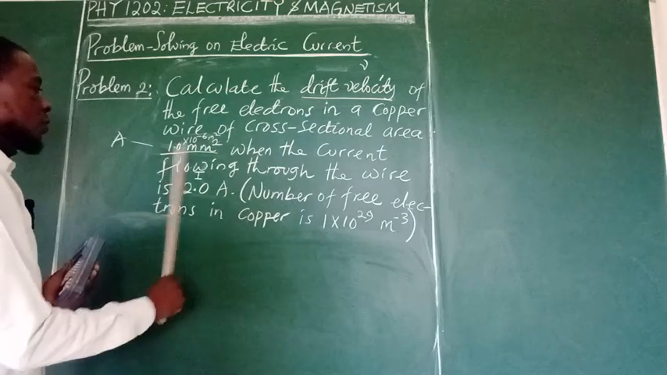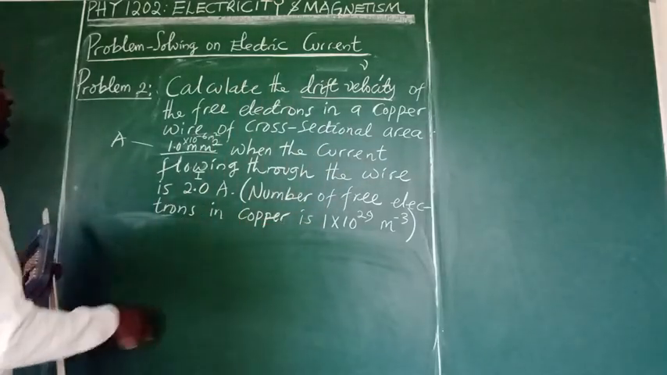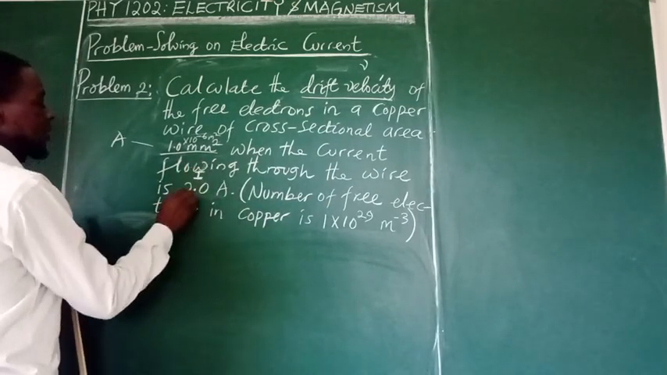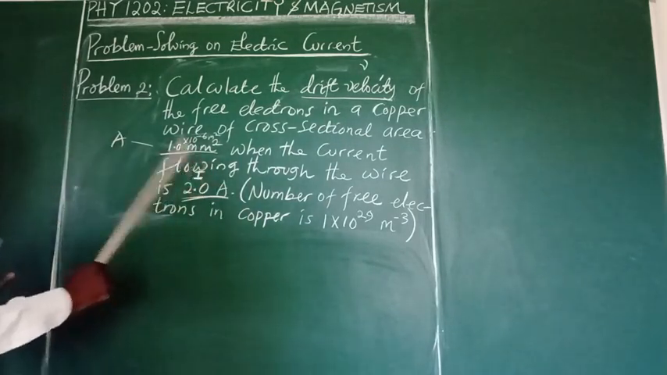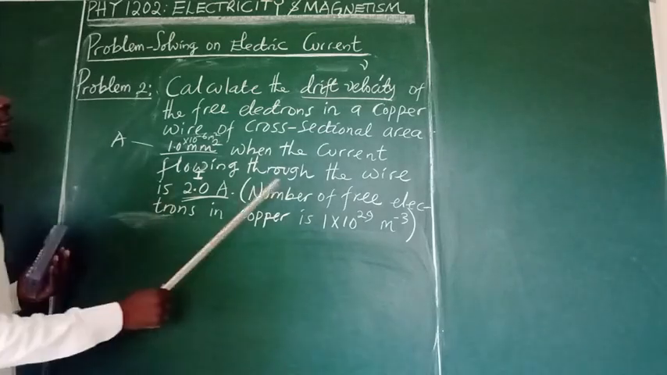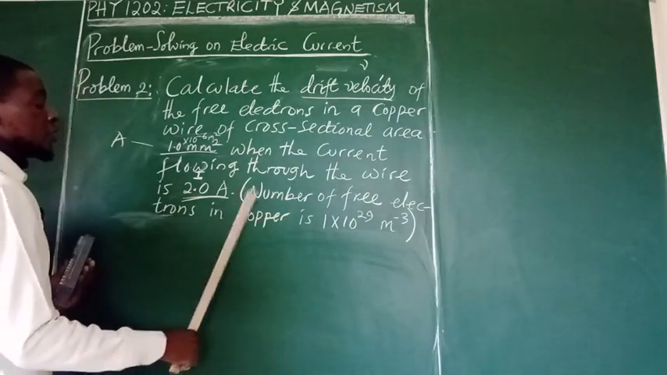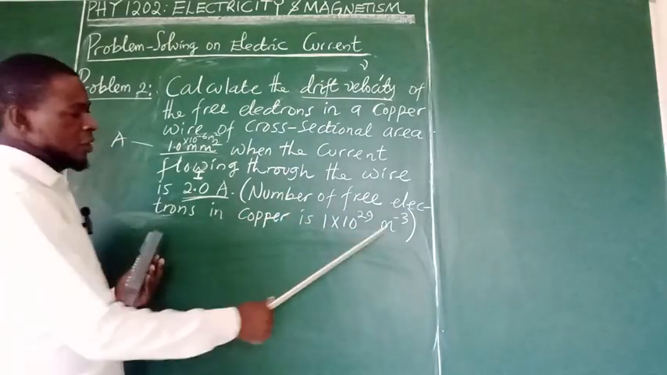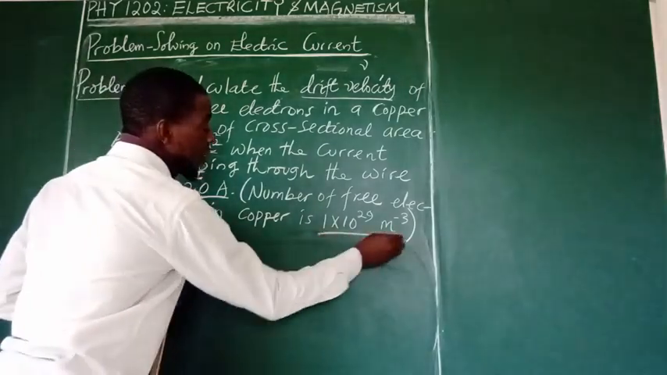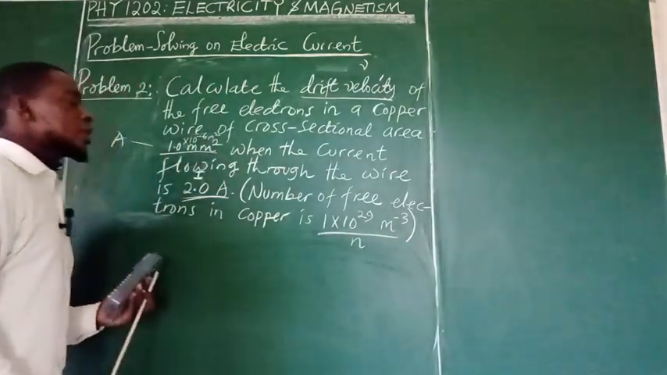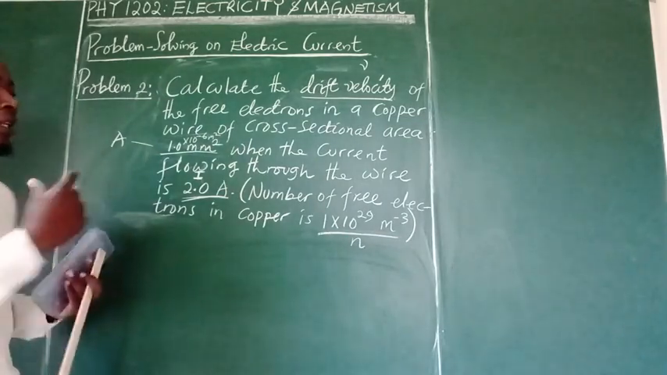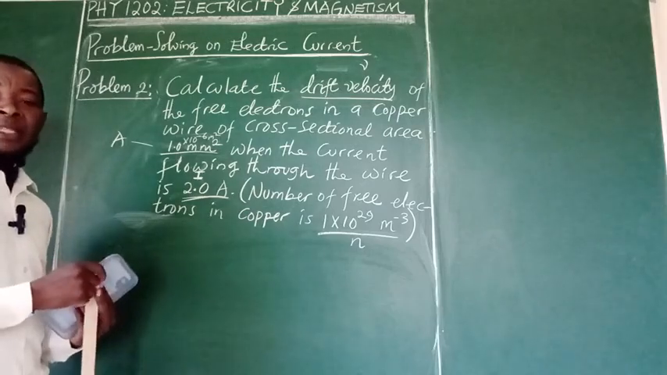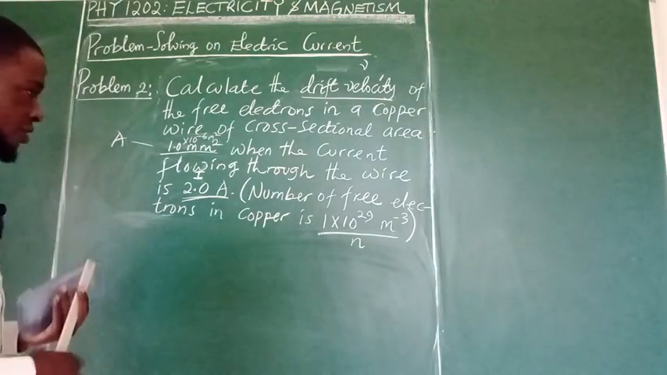When the current flowing through the wire is this, so this is the current I have written it already. This is the current I. The current is denoted by capital I. Number of free electrons in copper is this, meaning from here we can see that from the unit, this number is our small n that we call charge carrier density. The number of free electrons in every 1 cubic meter volume of the material.